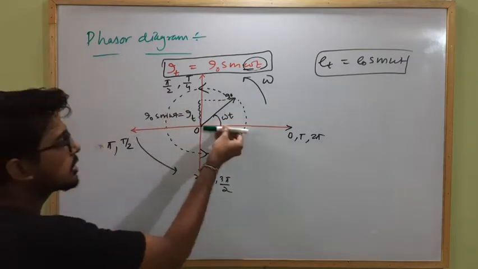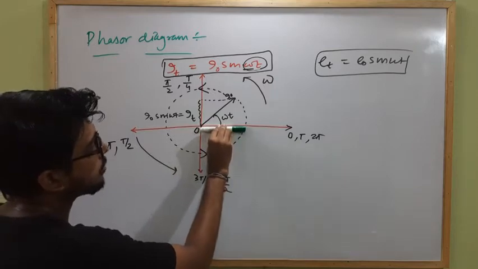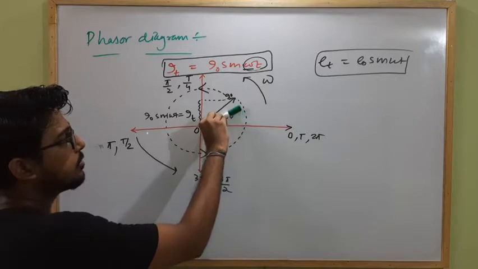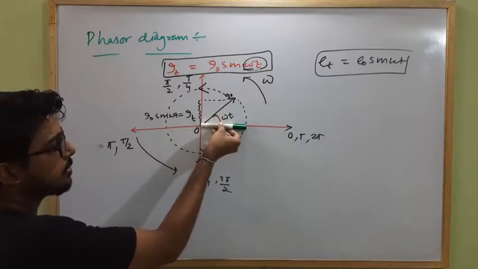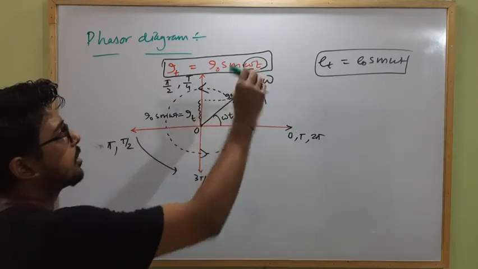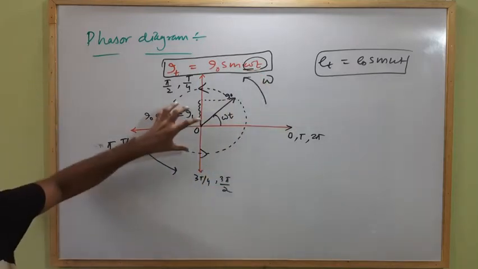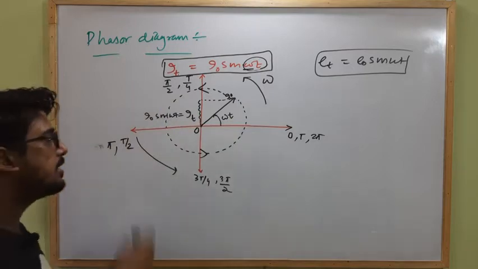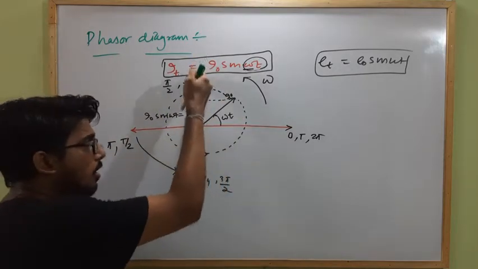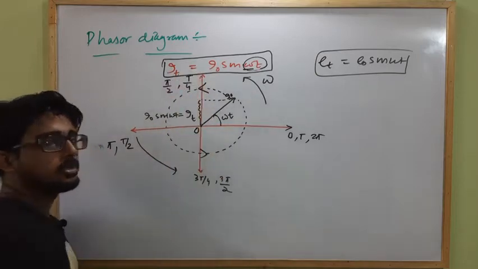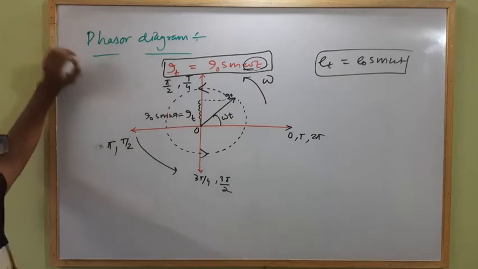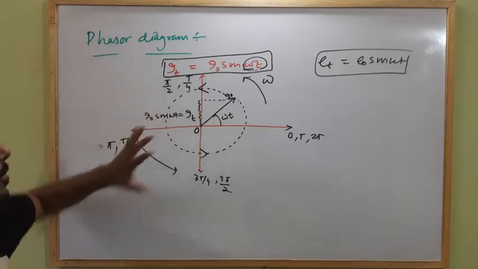Clear? And at t equal to 0, the particle starts from the horizontal positive x-axis. Here it will start at t equal to 0. If the initial phase is 0, it will start from here and it starts rotating in anti-clockwise sense with angular velocity omega, and this diagram is known as phasor diagram. At any instant, the projection of the vector along the vertical axis will give us what? The instantaneous value of the alternating EMF or alternating current. Clear? You have to remember this.